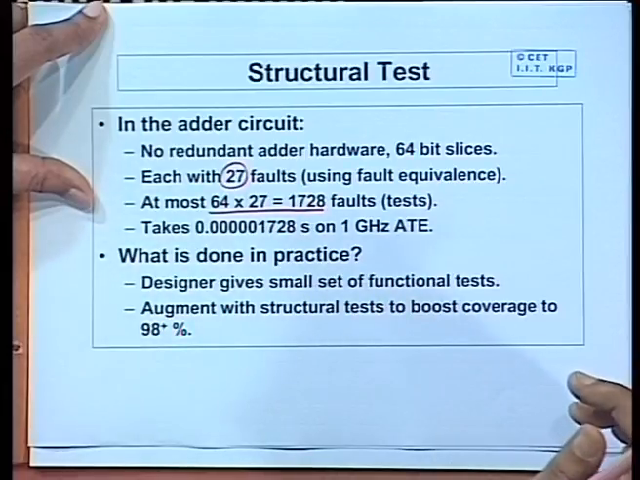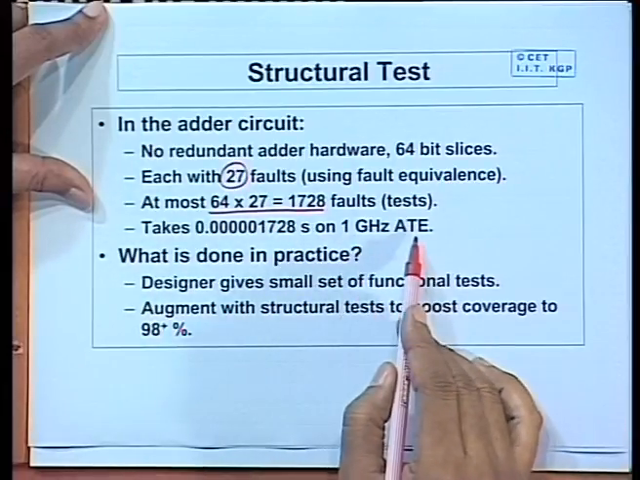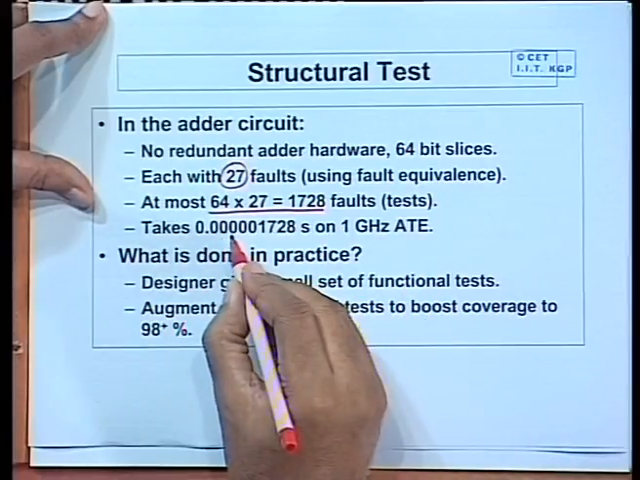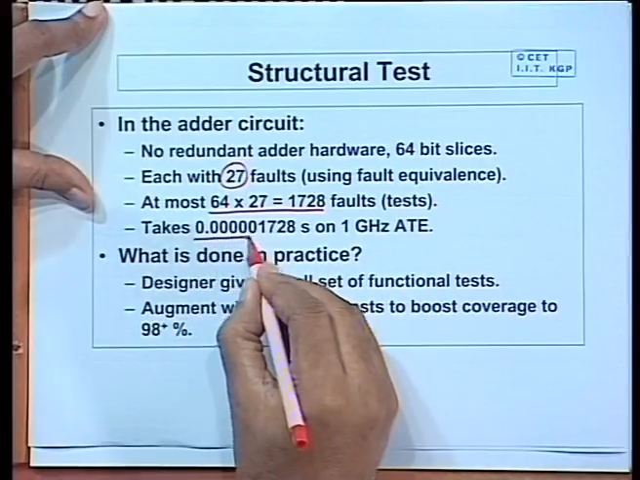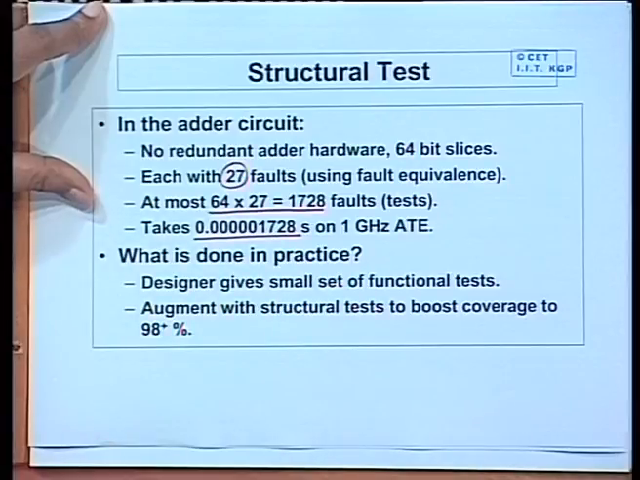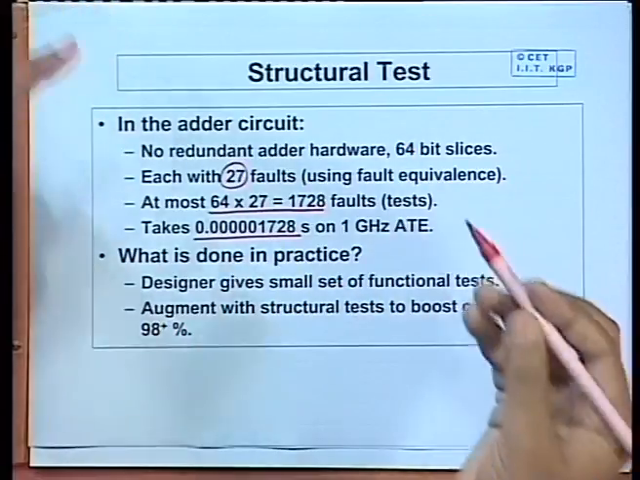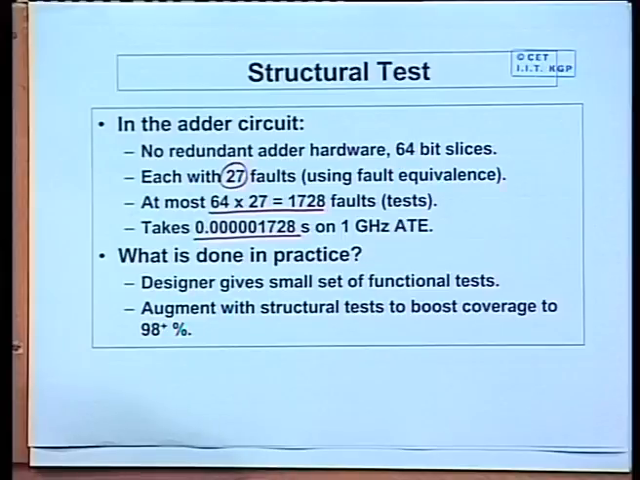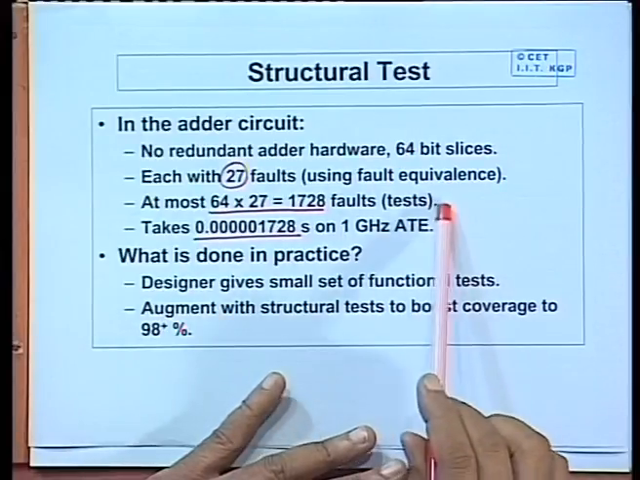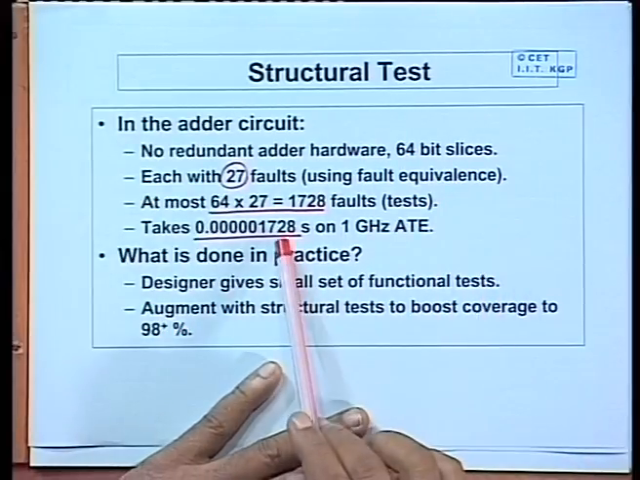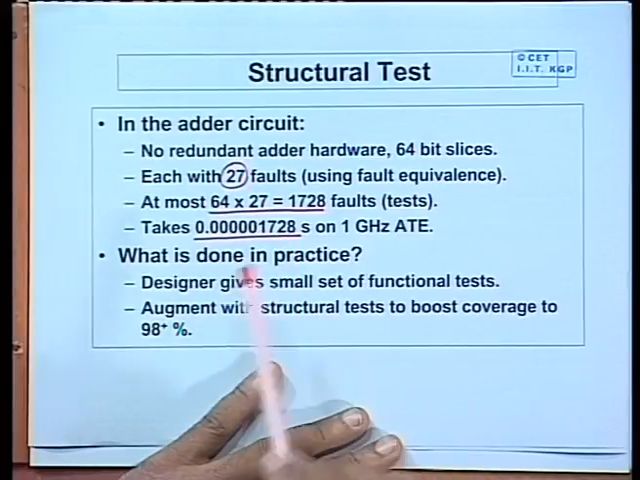for this single stuck-at fault model. So, on a 1 gigahertz ATE, it takes about a microsecond. So, you can see that this is a very practical way of handling the problem. If you treat the circuit at the gate level, even your time for testing gets drastically reduced.